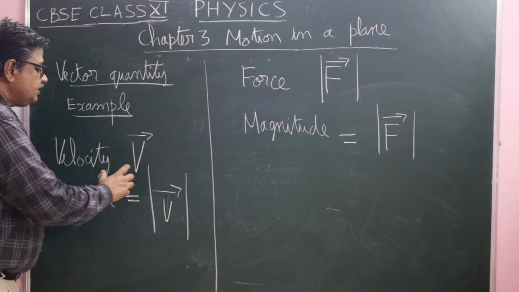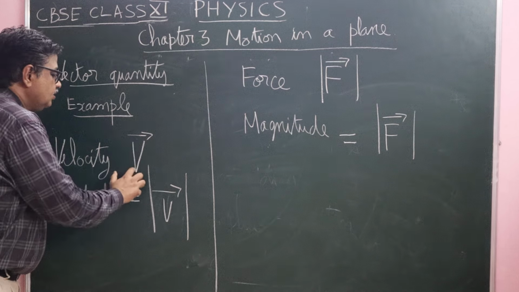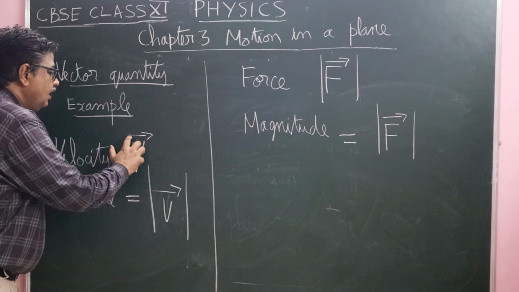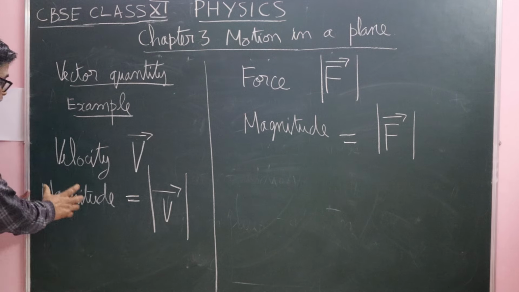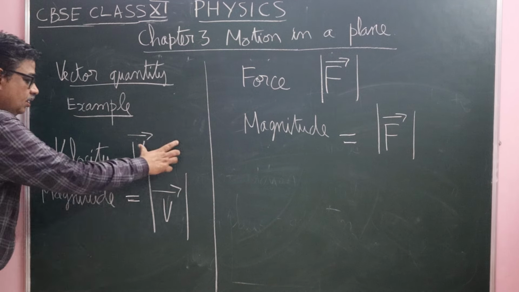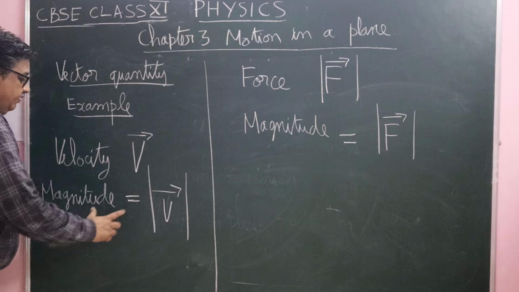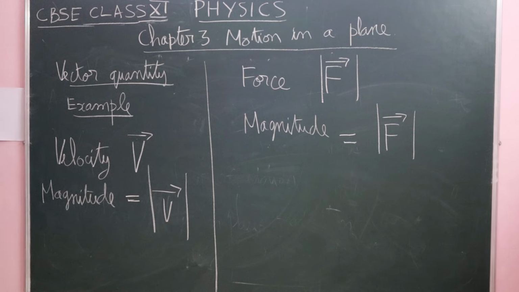Therefore, you have to represent a vector using a symbol. This is the velocity vector v, with an arrow symbol. The magnitude of this velocity vector is the modulus of v vector. Modulus of v vector is the magnitude. This is an example of a vector quantity.